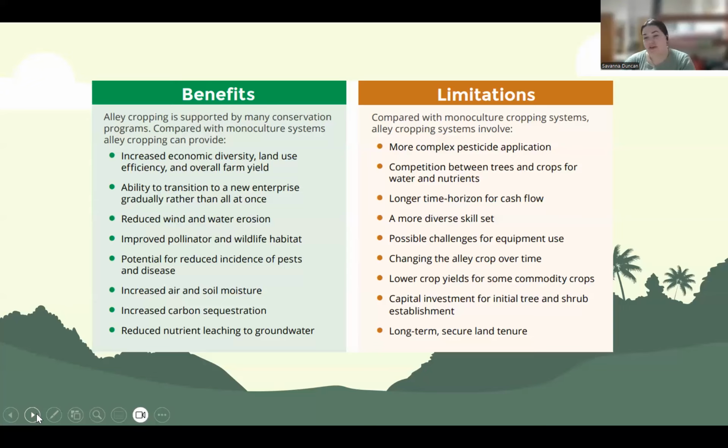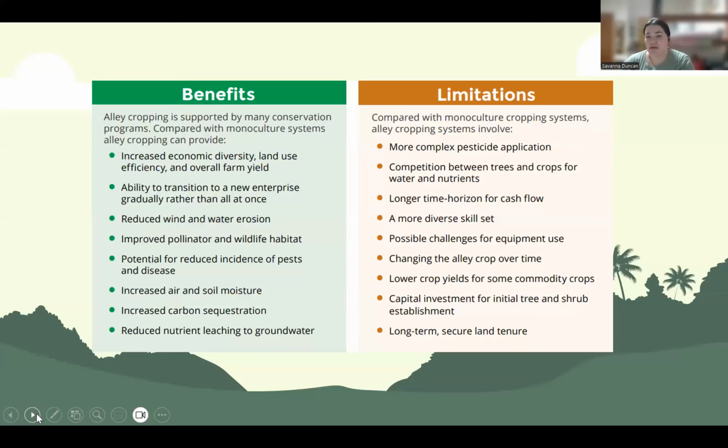A longer time horizon for cash flow. So, like I said, you're benefiting off the annual cash flow from your crops in the alley, but you're going to have a little bit of a longer cash flow for fruits and nuts or timber, which can be anywhere from a couple of years to a couple of decades. Possible challenges for equipment use. This was something that I go over in my learning module.